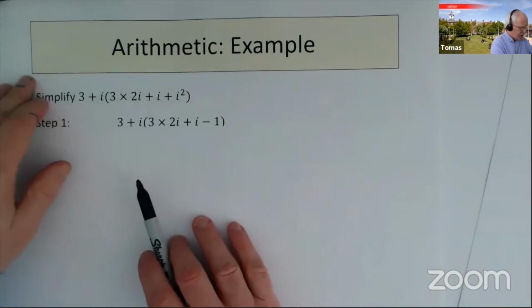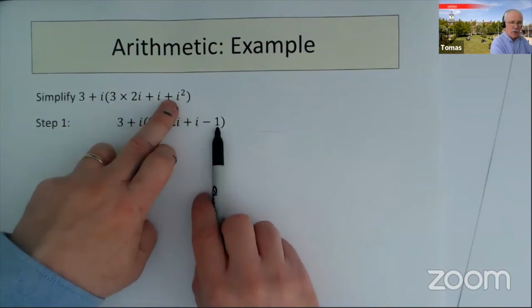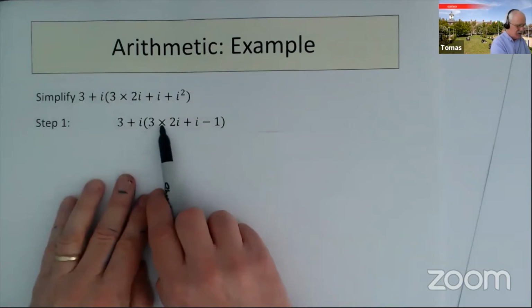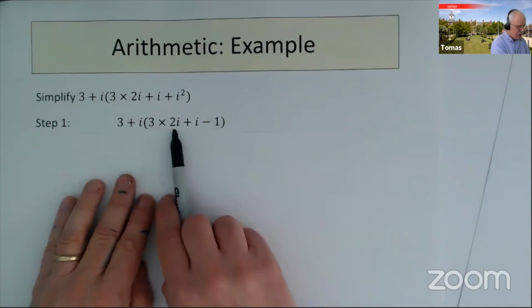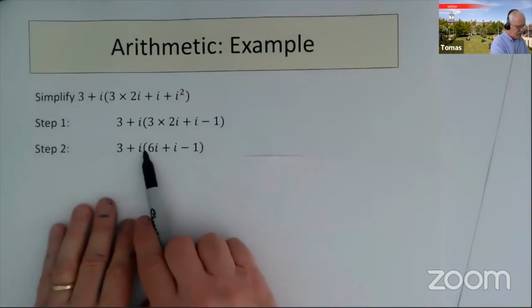So 3 plus i times 3 by 2i plus i minus 1. The i squared becomes minus 1. We still have the same stuff, but that's 3 by 2i. That's multiplication within brackets, so we'll do that first. So 3 by 2i is 6i. So now we have 3 plus i times this.